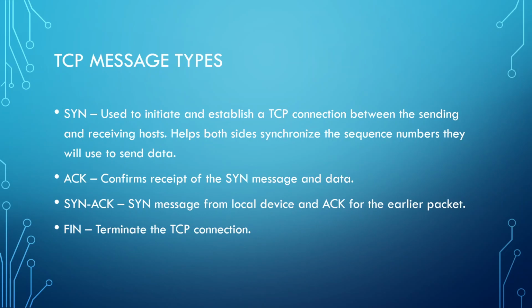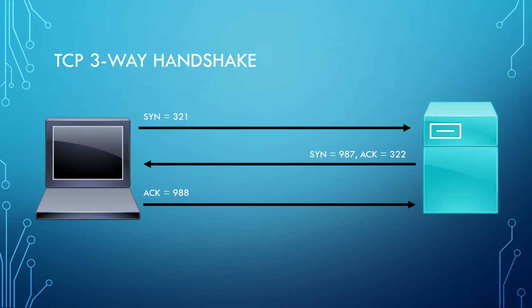The ACK message type confirms receipt of the SYN message and the data. The SYN ACK is a SYN message from the local device and the ACK for the earlier packet, and the FIN message type is used to terminate that TCP connection. So now let's have a look at TCP connection establishment, what happens during the connection, and also TCP connection termination.